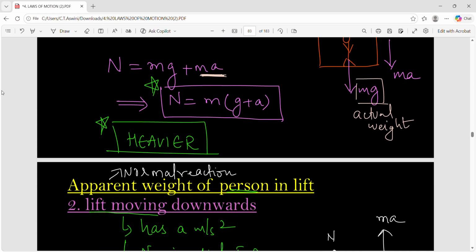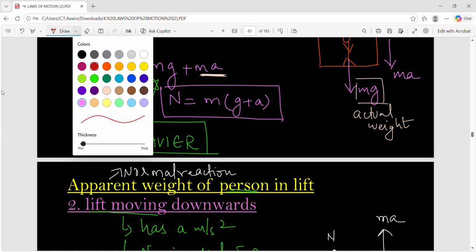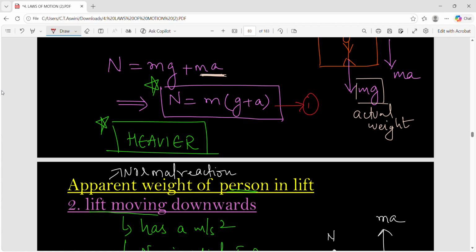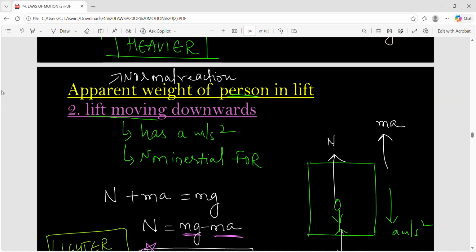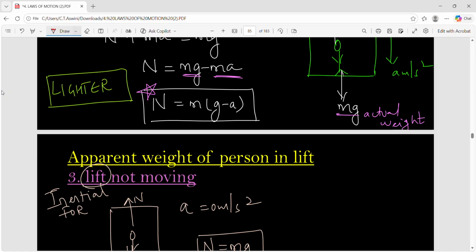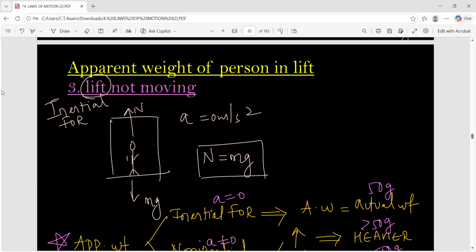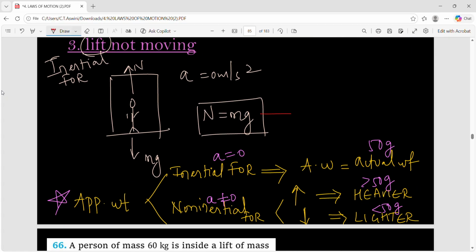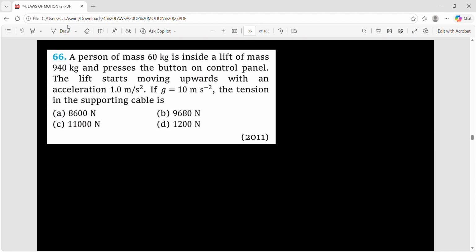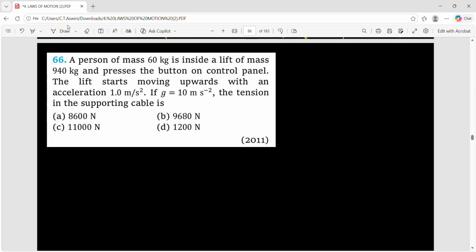So when the frame of reference is moving upward, you will feel heavier. And what is the normal reaction? It is mg plus ma. When the frame of reference is moving downward, you will feel lighter. And what is the normal reaction or apparent weight? Mg minus ma. If it is an inertial frame of reference, then the apparent weight, normal reaction, and actual weight will all be the same. So I hope you are clear. We'll do the problems now.